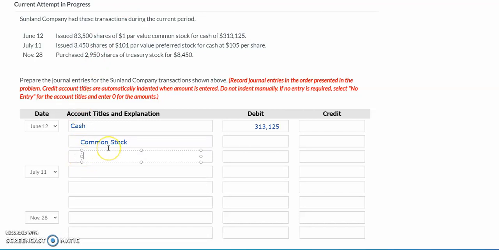So we're going to split up common stock and paid in capital in excess of par value. And we need to specify this is on the common stock because in our next problem, we're going to have a similar account, but it deals with our preferred stock. So our common stock, we're going to take the number of shares. In this problem, we have 83,500 shares times the $1 par value.